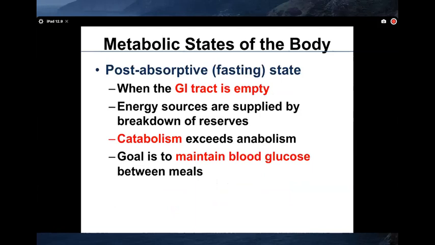What if it has been a while that I didn't eat? So now my gastrointestinal tract is empty. I don't have anything in my small intestines to absorb. So what happens to the blood glucose levels? Blood glucose levels are going to be dropping. So it's time now to induce catabolism. It's time now to break down my stores.